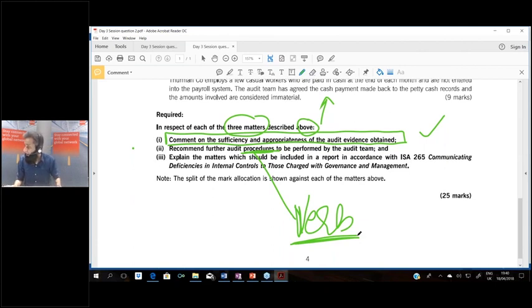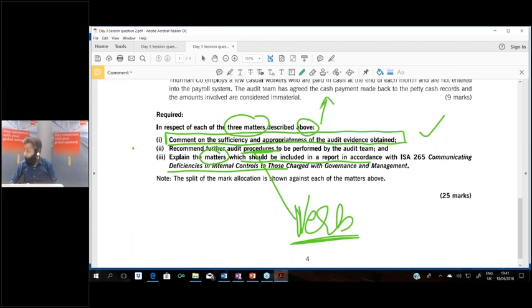See what the question is saying. It's saying explain the matters which should be included in the report in accordance with ISA 265, communicating deficiencies in internal control systems. The examiner is specifying that. Which matters? Matters relating to deficiencies in internal control systems. So I should find the deficiencies from the question, right? Wherever I find a deficiency, I should be communicating the deficiency to those charged with governance.